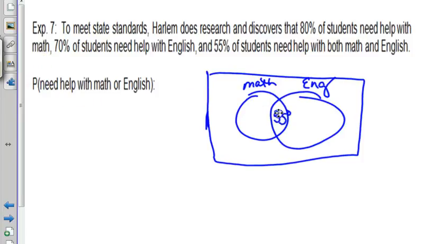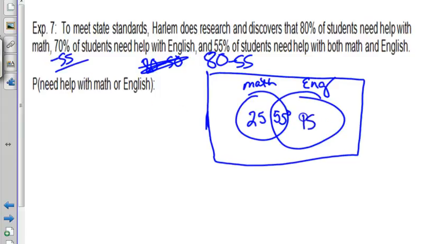Well, if there's already 55% that's both, what does that leave? 80 minus 55 is 25. Yes, okay. Just English: if 70 total need help with English, and we already have 55 in the both category, that leaves 15. Okay, so my diagram is not proportional, right? There's actually very much overlap.